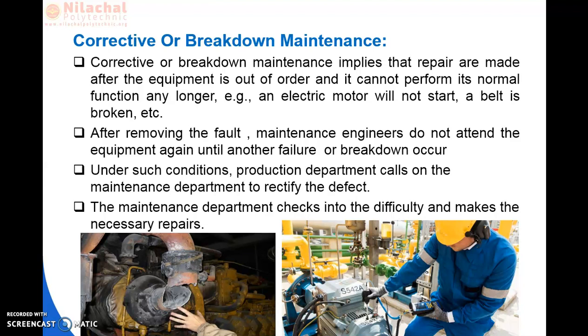It implies the repairs are made after the equipment is out of order, or it cannot perform its normal function any longer. After removing this fault, the maintenance engineer does not attend the equipment again until another failure or breakdown occurs. Under such conditions, the production department calls the maintenance department and the defect is rectified. The maintenance department checks the difficulty and makes the necessary repair.